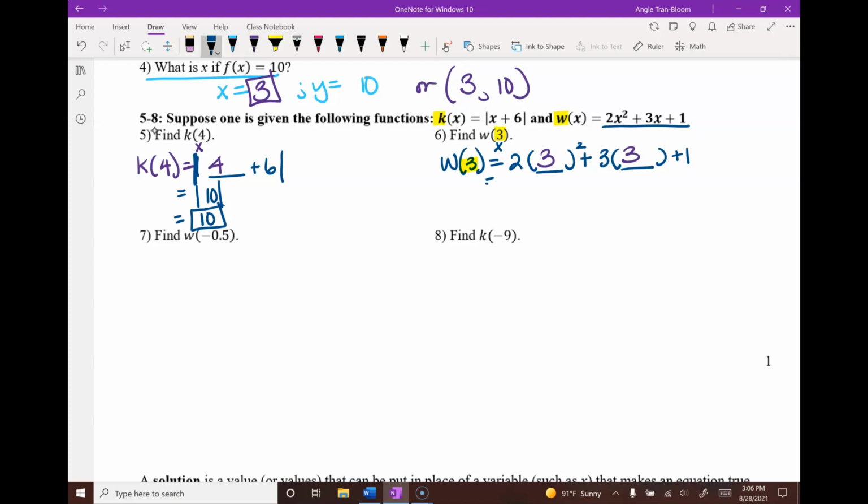So 3 squared is going to be 9. So 2 times 9 plus 9 plus 1. So that's going to give us 18 plus 10. So our final answer, students, is going to be 28.